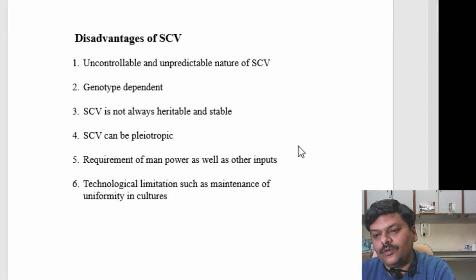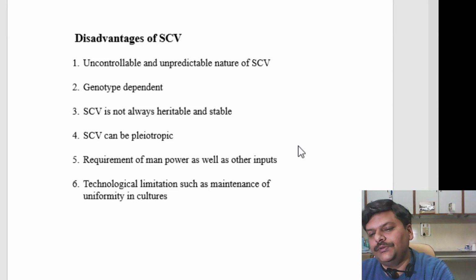It can also be pleiotropic. Pleiotropic means more effects than we desire. For example, I discussed a hypothetical experiment where we are looking for salt tolerance. So we got salt tolerance, but the size of fruit is reduced. Again, it is not very well received. So this way it can also be very pleiotropic, and it is disadvantageous.